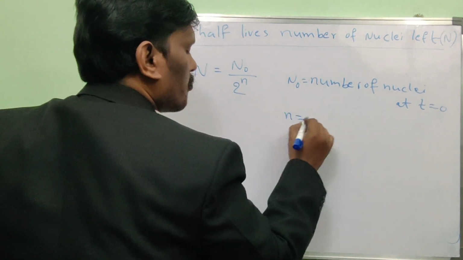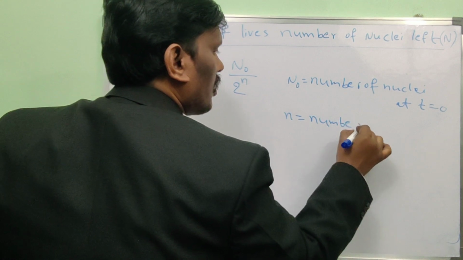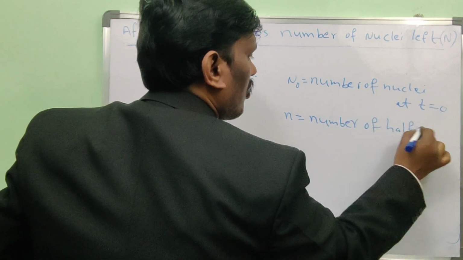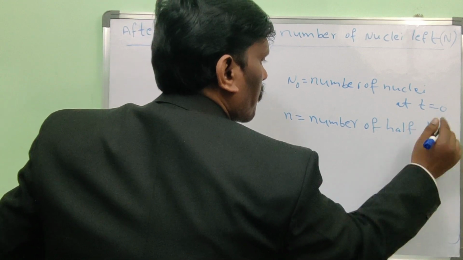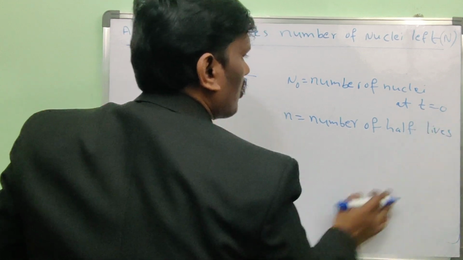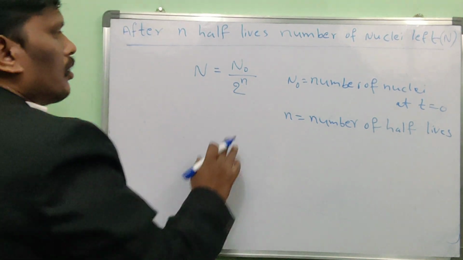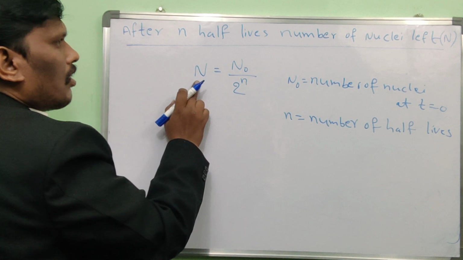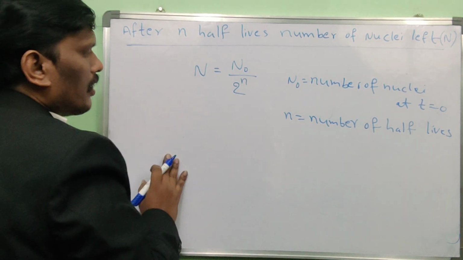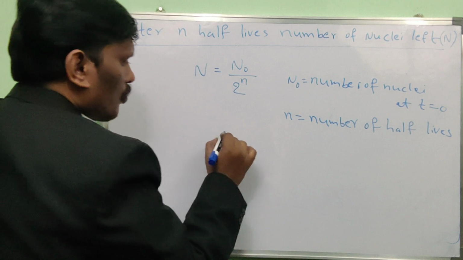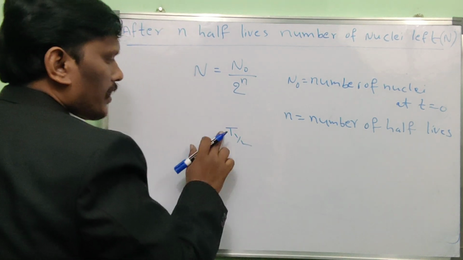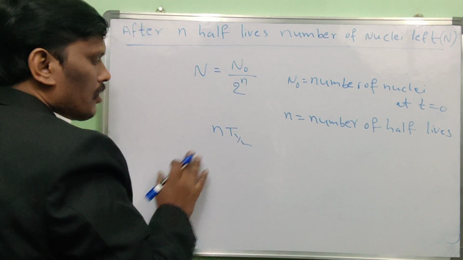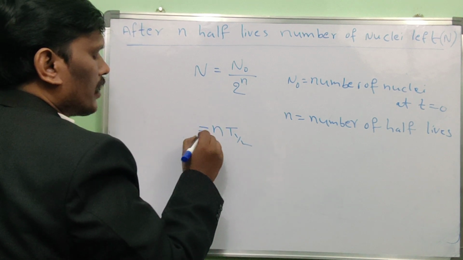Small n is equal to the number of half-lives. So N0 by 2 power n will give the number of nuclei left after n half-lives. Here one half-life, T half means half-life, n is the number of half-lives. By multiplying these two, we are going to get a total time t.